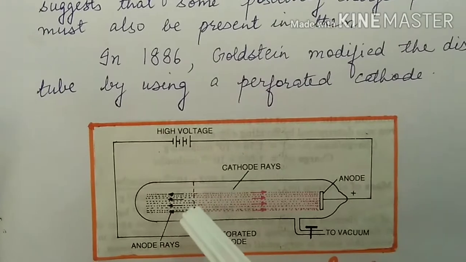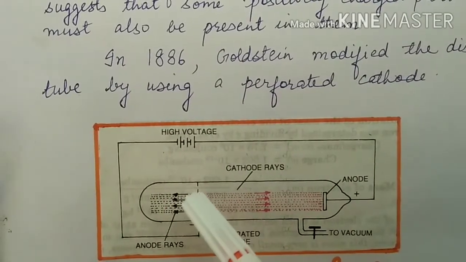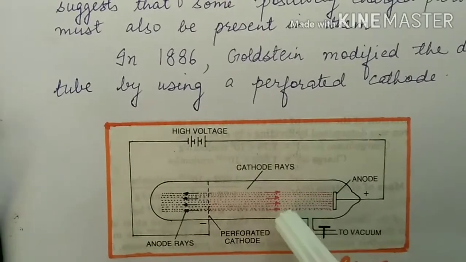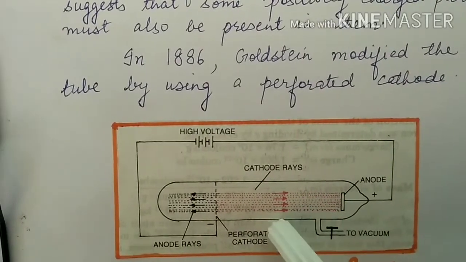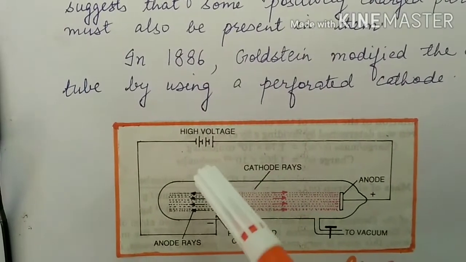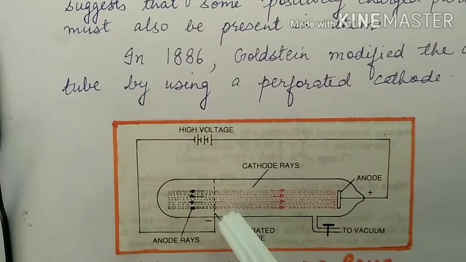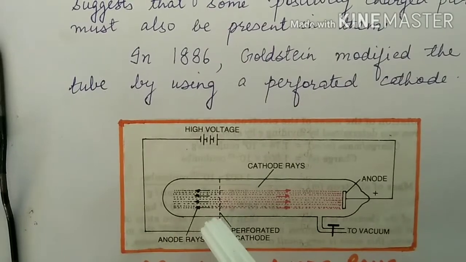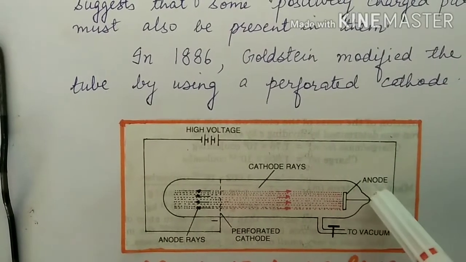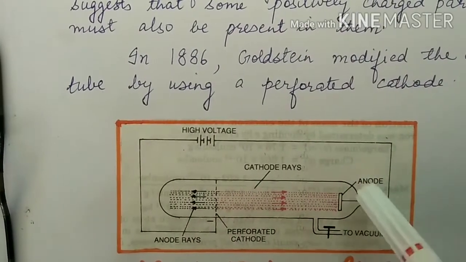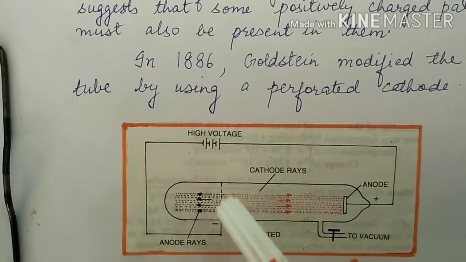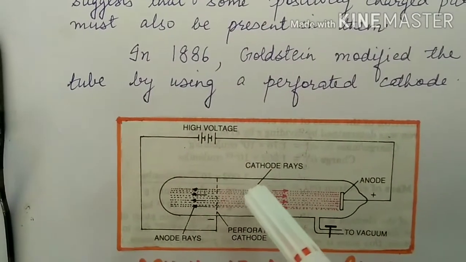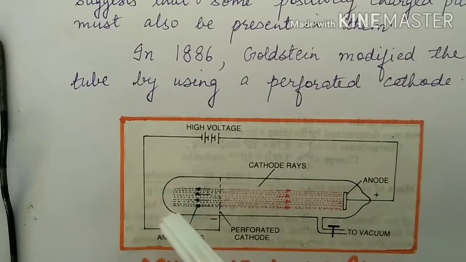If the cathode was not perforated, the rays were coming from cathode towards the anode and they were called cathode rays, and they were made up of electrons. Before, when it was not perforated, the glow was seen on the opposite side. But by using a perforated cathode, anode rays could be observed.